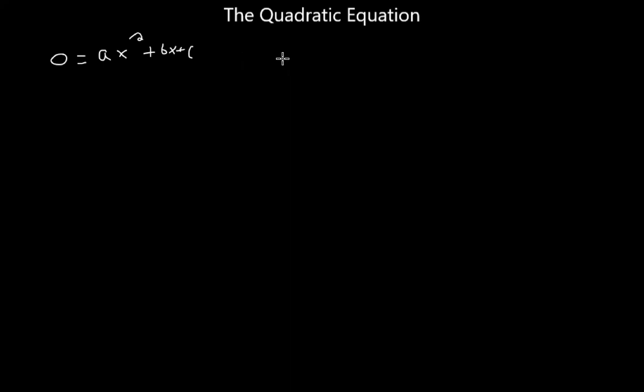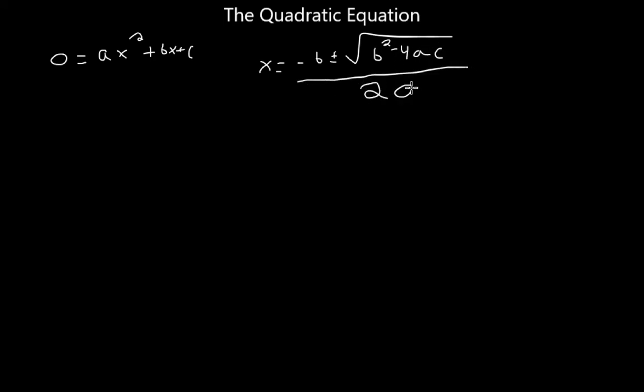So the quadratic equation, when you have a standard form polynomial equal to 0, is x is equal to negative b plus or minus the square root of b squared minus 4 times a times c, all of that divided by 2a. So this isn't something you are required to memorize, but it would be very handy for you to write this down so that you can refer to it anytime you feel like you'd want to use the quadratic equation.